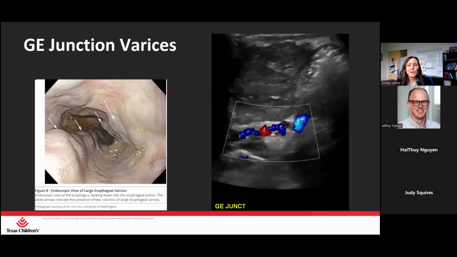And I thought it would be cool to share a more invasive way to look for GE varices, which is an endoscopy, which is what our GI colleagues will perform as a sedated procedure. The image on the left shows an endoscopic view of significant GE varices, while the white arrows are pointing to those abnormal dilated vessels running along the esophagus. I think it's just cool that we can monitor for these varices non-invasively with ultrasound. And so the image on the right is showing the GE varices in a patient with known portal hypertension.